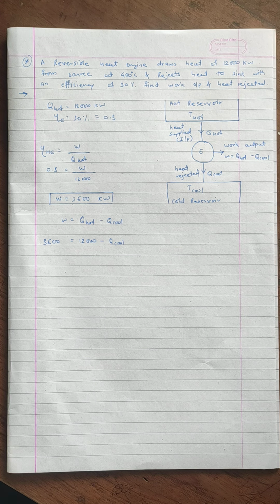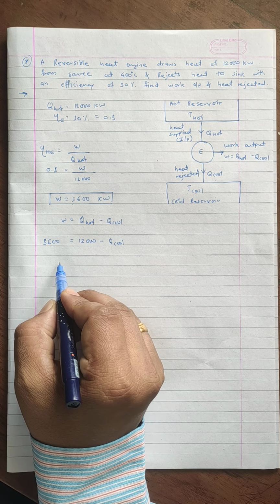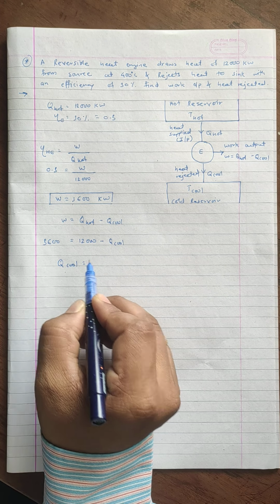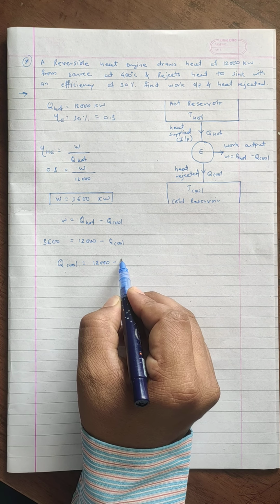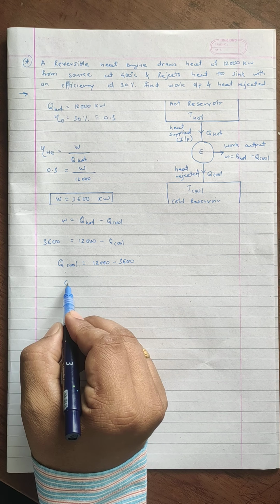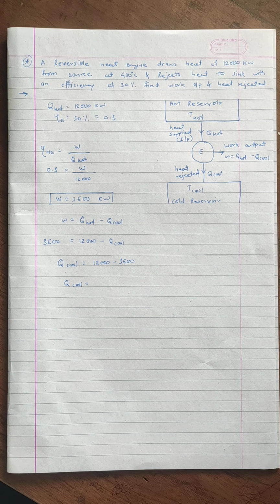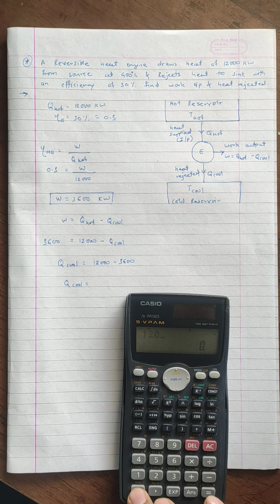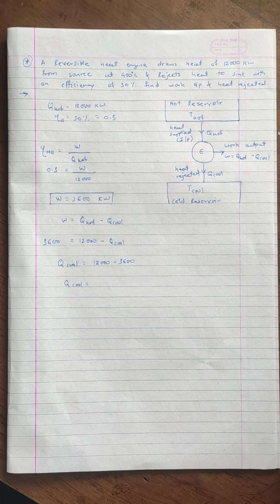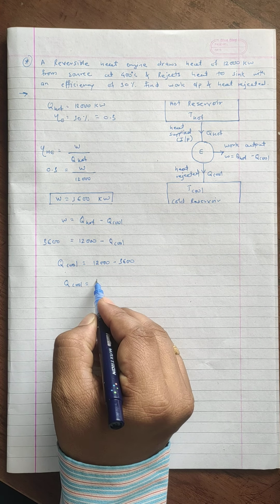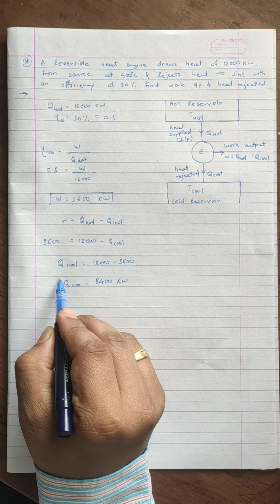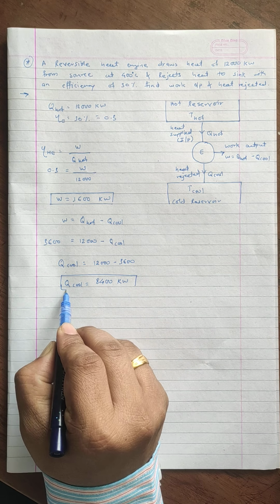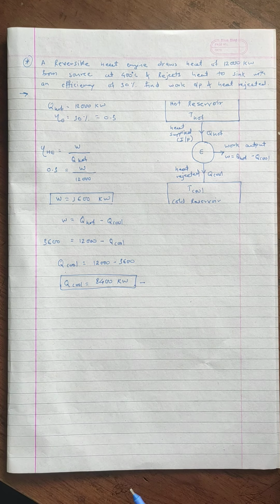So if Q cool is brought to the left hand side, this 3600 will go to the right hand side. So the value of Q cool will be equal to 12,000 minus 3600. So the value will be equal to 8400. So 8400 kilowatt will be the Q cool, and which is nothing but the heat rejected.